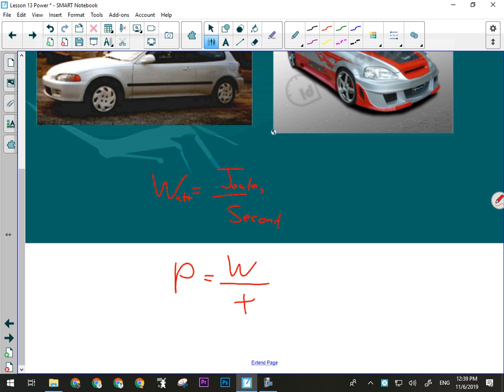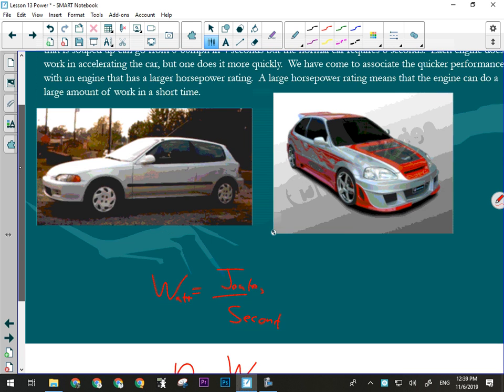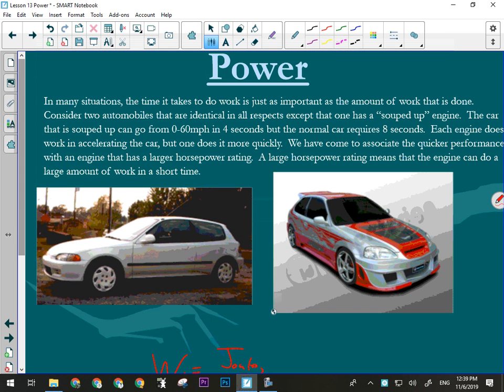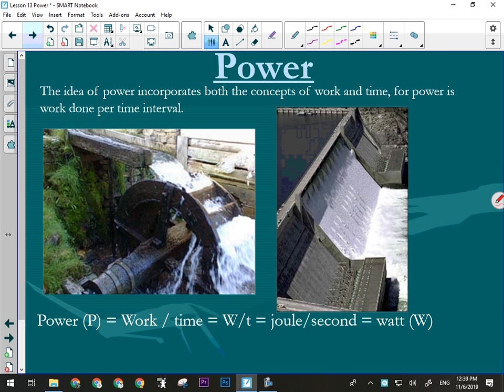Yeah? So, work over time, okay, joules per second, or watts are our units for power. Okay? So the idea of power incorporates both the concepts of work and time. Power is the work done in a time interval. So if I'm looking at these two devices here, I've got an old-fashioned water wheel type of generator. Water falls onto the water wheel, spins the water wheel, that turns a generator. Then I have Grand Coulee Dam, which provides the electricity for the Pacific Northwest. That would be the states of Washington, Idaho, and Oregon.